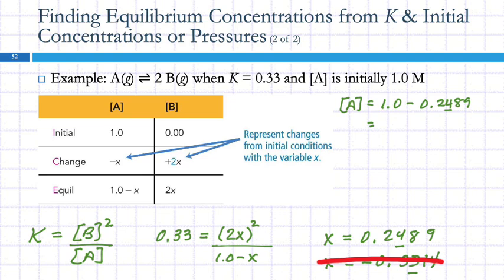You can get your calculator to show you the value that you just calculated by pressing that variable button. Here we just use x and press equals, and it'll show you that number that you just calculated. Took me a while to figure that one out. So 1 minus 0.2489, 0.7511.